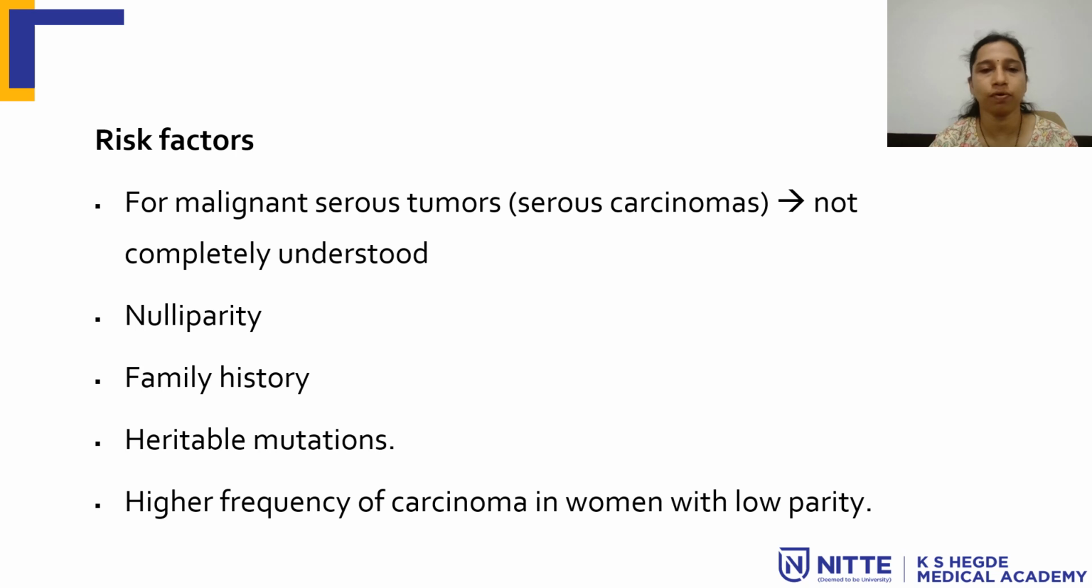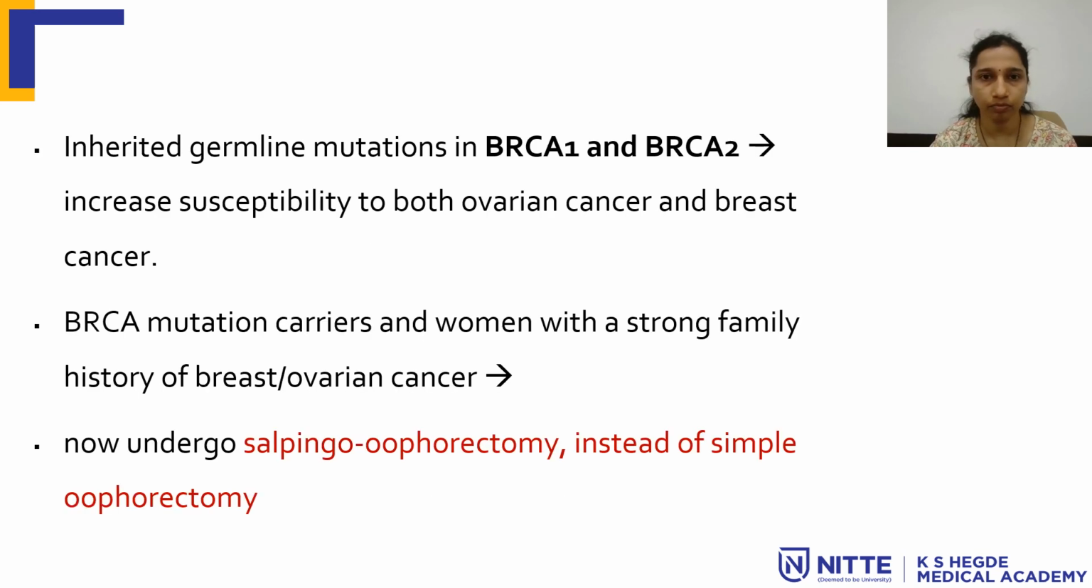Coming to the risk factors. So as such, for malignant serous tumor, the risk factors are not very well known, but in general for epithelial tumors, the risk factors include nulliparity, if there is a strong family history of breast tumors or ovarian tumor or any other type of carcinoma, if the patient has heritable mutation, or higher frequency of carcinoma is seen in patients with low parity.